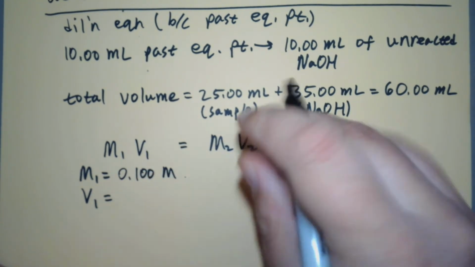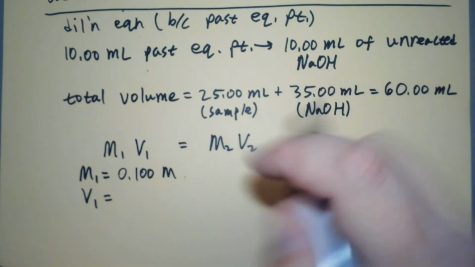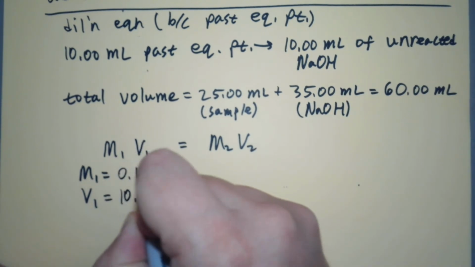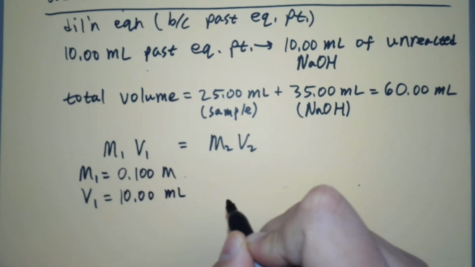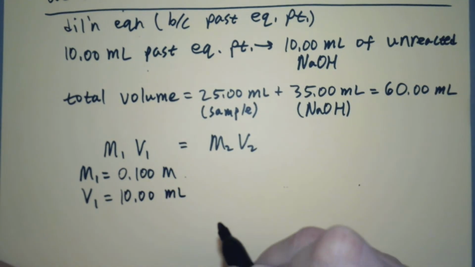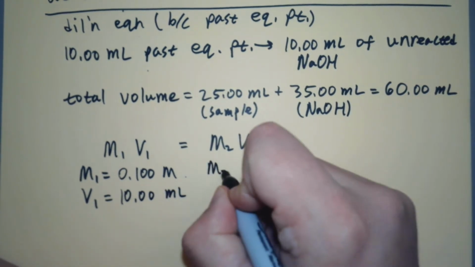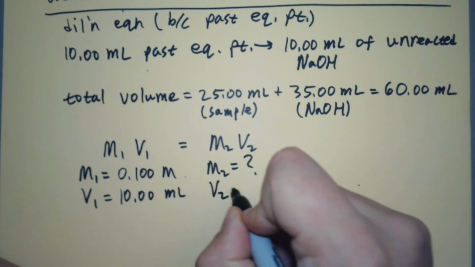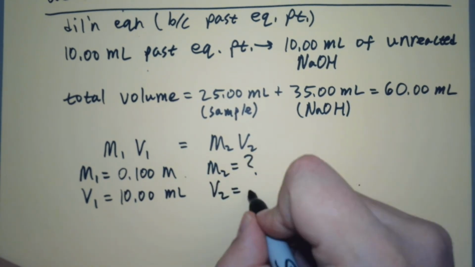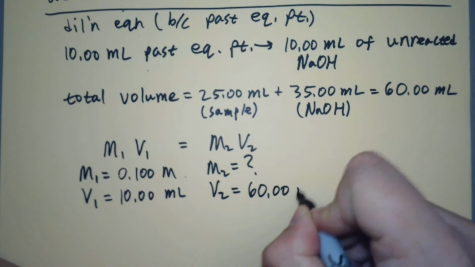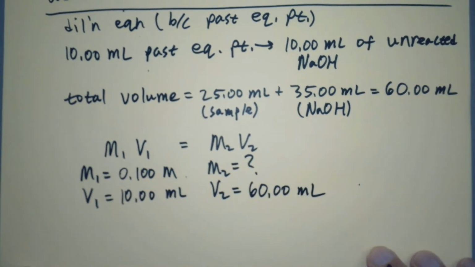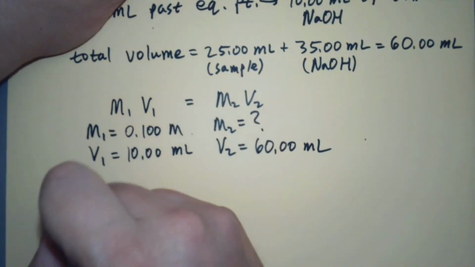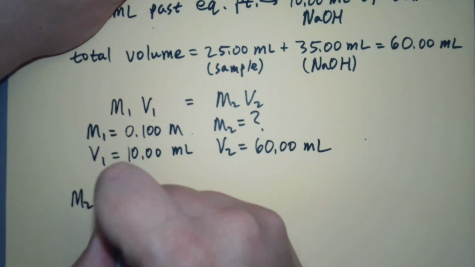Alright, so V1 is our unreacted NaOH, so 10.00 milliliters. M2, that's what we're figuring out, so I'll put a question mark. V2, that's our total volume of 60.00 milliliters. Alright, and so, you saw me do it before, I'm going to do it again.